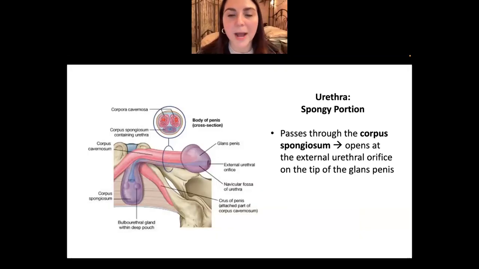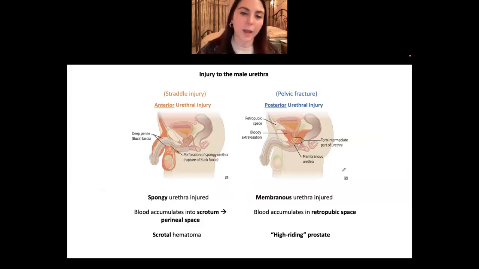So this is now going through the corpus spongiosum as we talked about, and then it's going to open at the external urethral orifice, which is at the very tip of what's known as the glans penis. Here's another picture of the bulbourethral glands, also known as Cowper's glands. This is still membranous, and as soon as we get to this portion, it's considered the spongy portion. And then it goes all the way out.